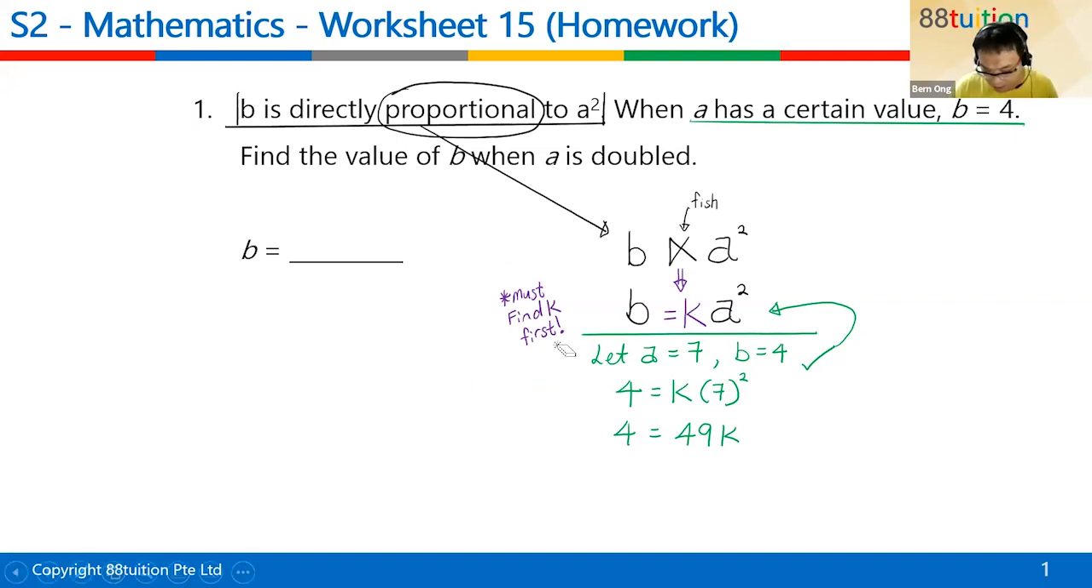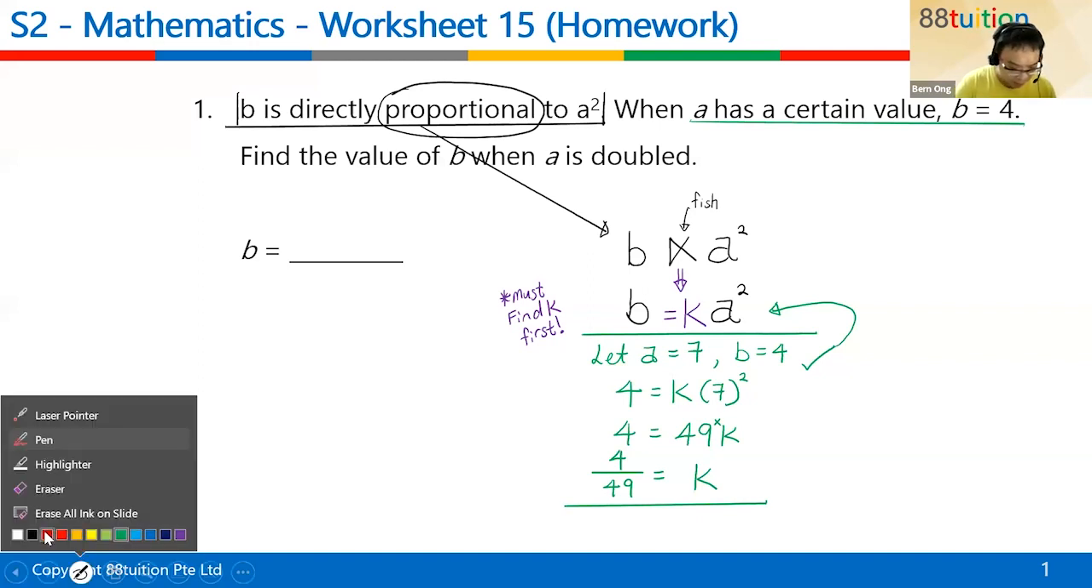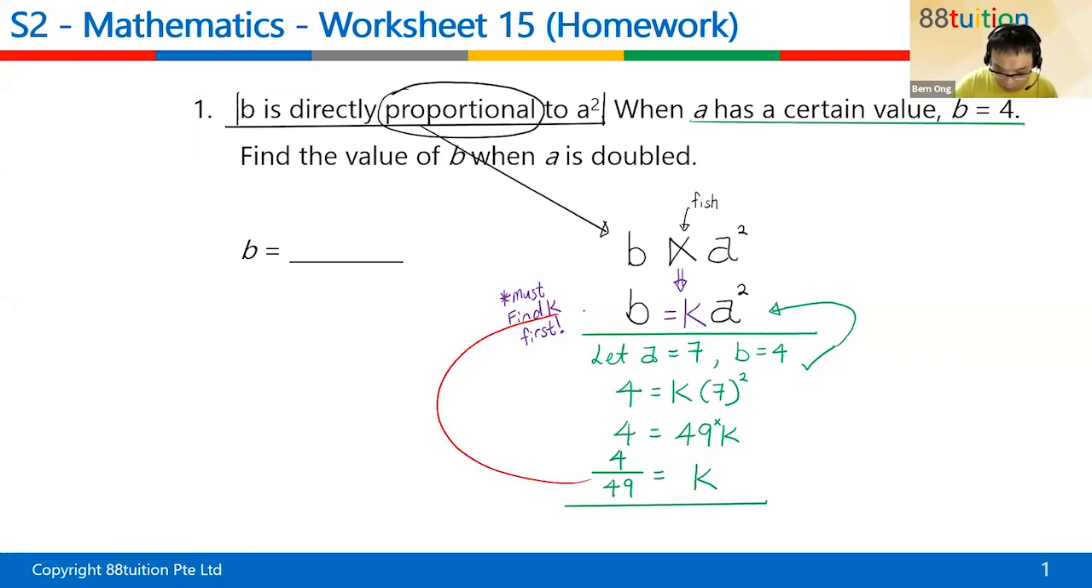So down here is a K. In between the 49 and K is a times. So what do you do? Times 49 you bring across will give you a divide by 49. This is normal solving, Sec 1 solving. So once you get the K, always put your K back into your equation. And you successfully find the value of K already.